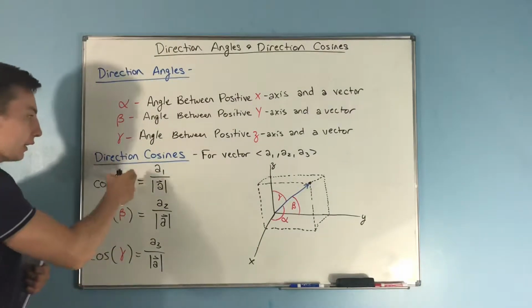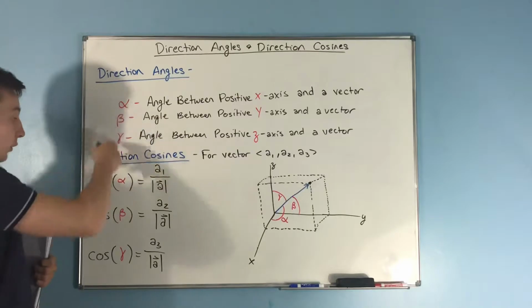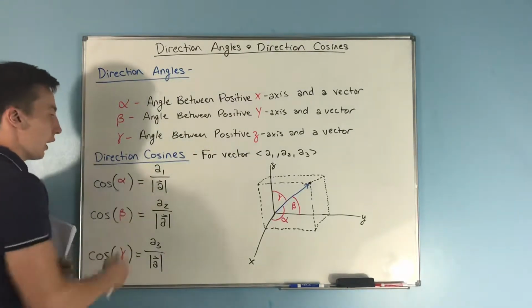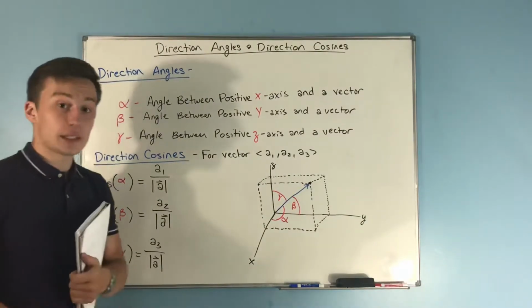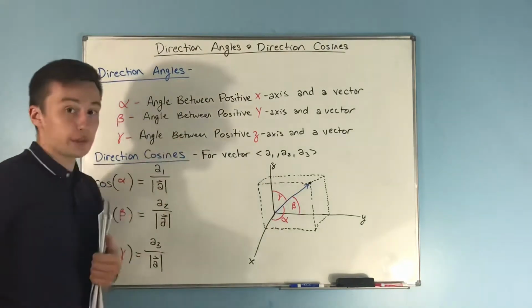All right, and here are your direction cosines. Okay, obviously to find these angles, you just take the inverse cosine of each side. So the direction cosines are kind of like an intermediate step. But sometimes you may just be asked for the direction cosines, so you don't even need to find the direction angles.